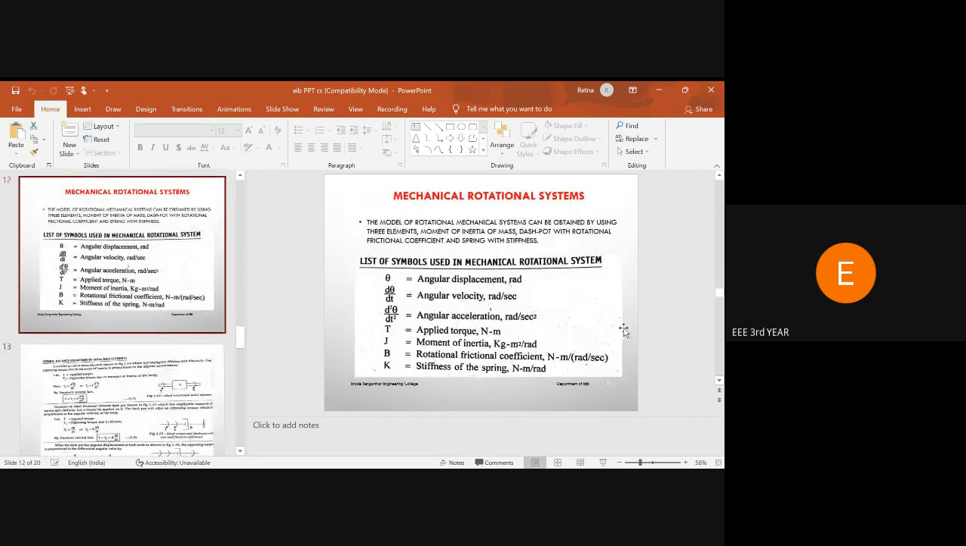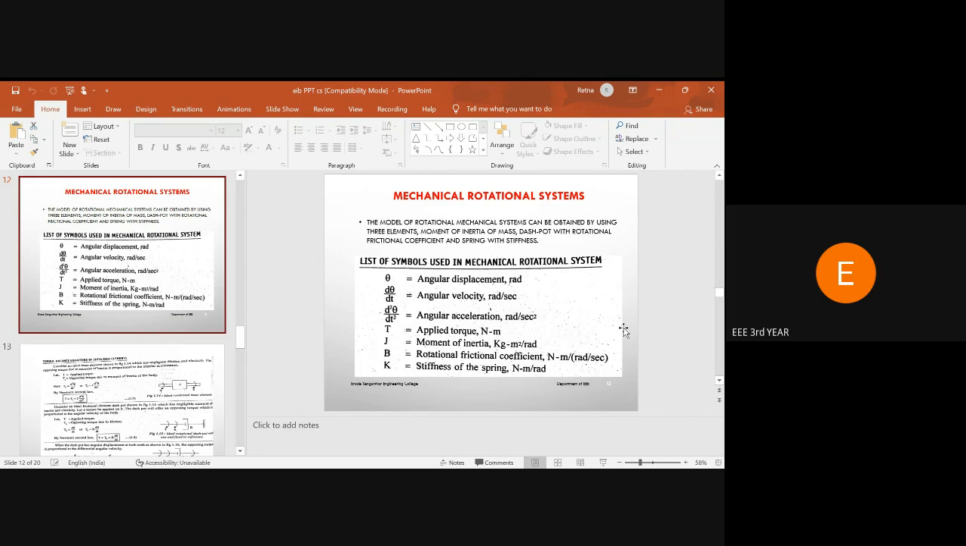Then we move to the mechanical rotational system. The model of a rotational mechanical system can be obtained by using three elements: moment of inertia, dashpot with rotational frictional coefficient, and spring with stiffness. Mechanical rotational system basics: the three elements are moment of inertia, dashpot, and spring. Rotational systems are related to torque and angular motion.